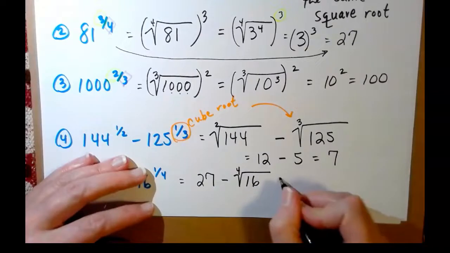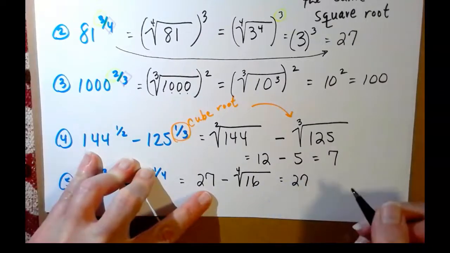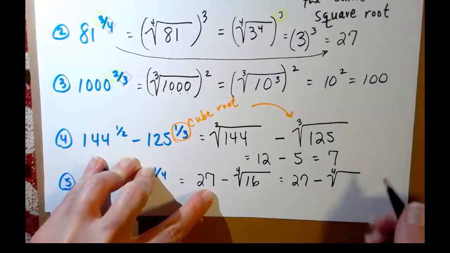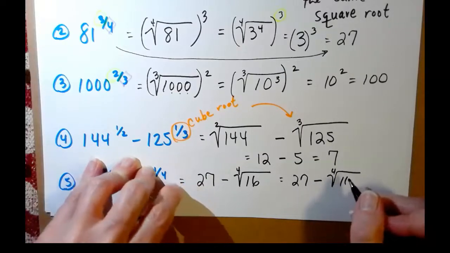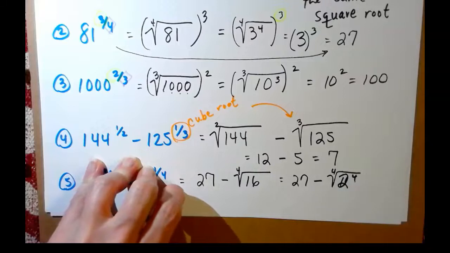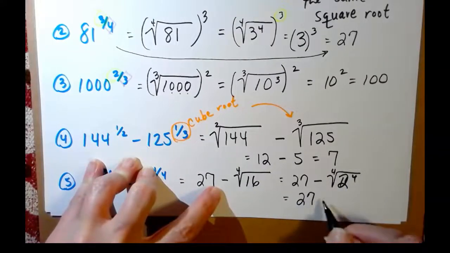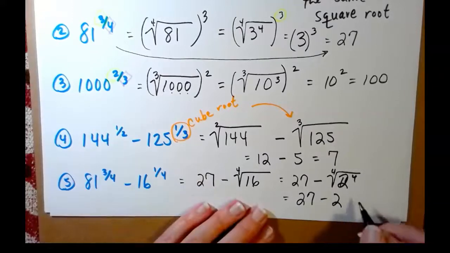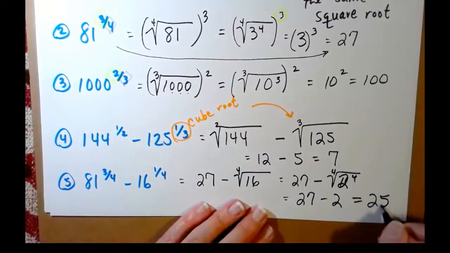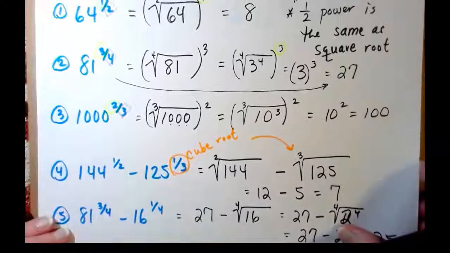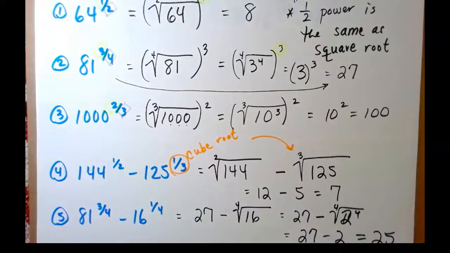So if we replace it, and I'm just going to bring my 27 along for the ride here, minus the 4th root of 2 to the 4th. So 4 goes into 4 one time. So 27 minus 2 is 25. So there are some evaluations using fractional exponents, and we'll stop there.